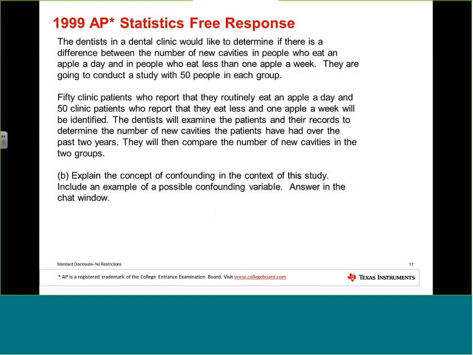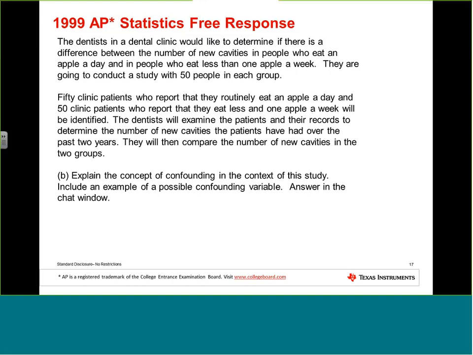This is the AP free response question. In 1999, a dentist and dental clinic would like to determine if there's a difference between the number of new cavities in people who eat an apple a day and people who eat less than one apple a week. They were going to conduct a study with 50 people in each group: 50 clinic patients who reported that they routinely eat an apple a day and 50 clinic patients who report they eat less than one apple a week will be identified. The dentist will examine the patients and their records to determine the number of new cavities patients have had over the past 2 years. Then they will compare the number of new cavities in the two groups. Explain the concept of confounding in the context of this study, including an example of a confounding variable.